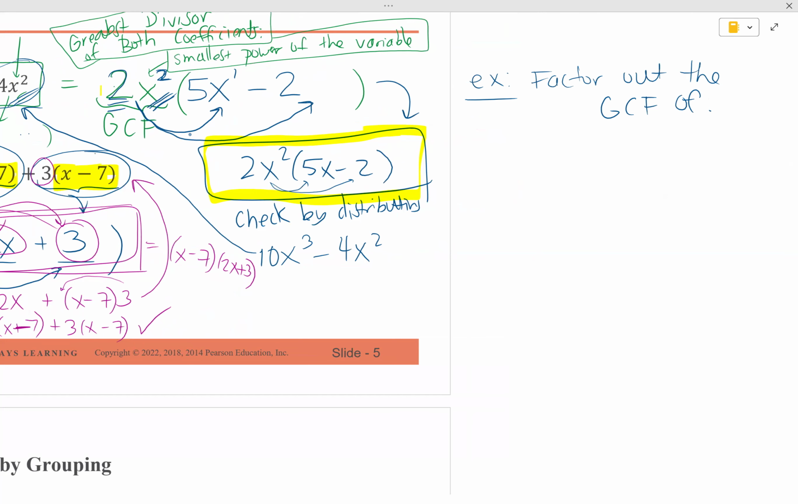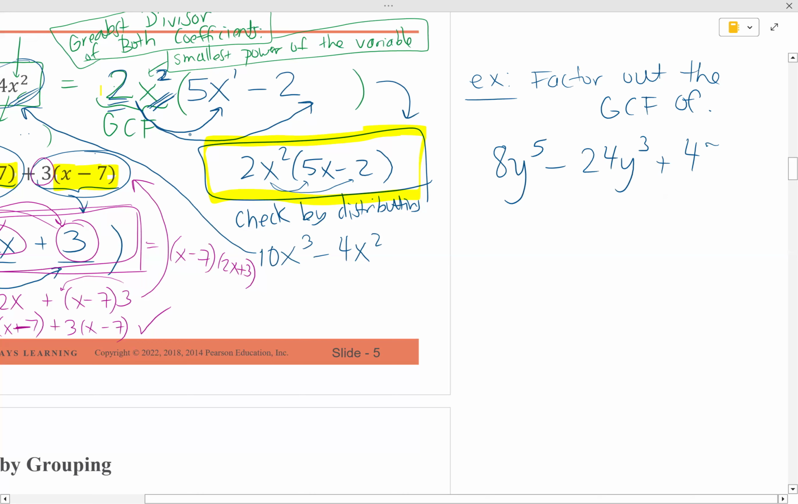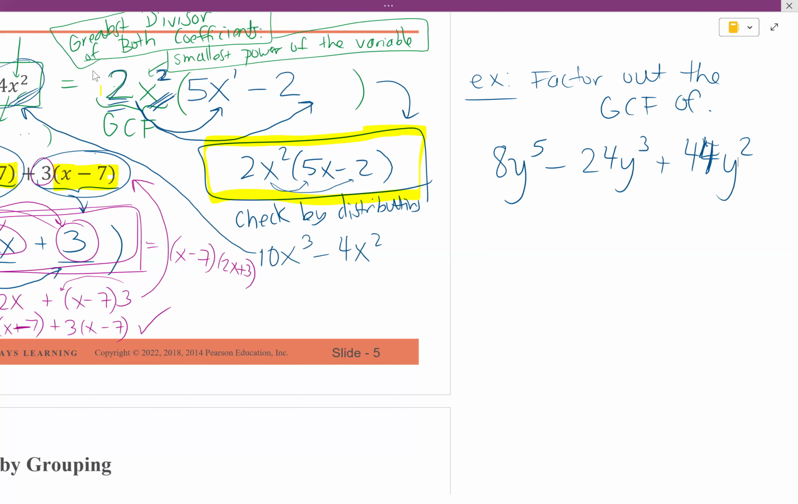How about 8x to the, how about y? Let's go crazy with a y instead of an x. That's crazy. Y to the 5th minus 24 y to the 3rd plus 45. No, we don't want to do that. 44. That's nuts. Y squared. Yes, just crazy enough to be interesting. Just like my favorite people.